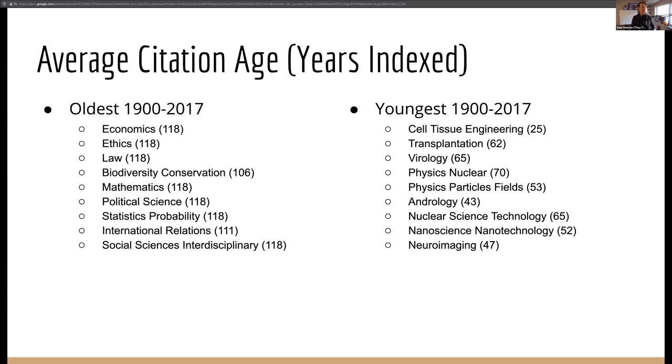But first, let's talk a little bit about average citation age. This is going to take every single year. It will look at every single citation to every single article that was indexed that year, and it will find the median. Then I averaged those medians across everything, and that gives us these lists of what disciplines have the oldest and what have the youngest. If you notice, math is in there, political science, statistics, probability. So you have some social sciences, some math sciences.